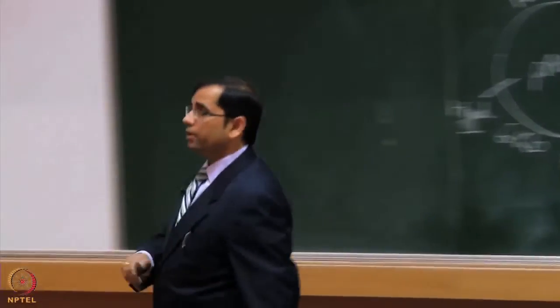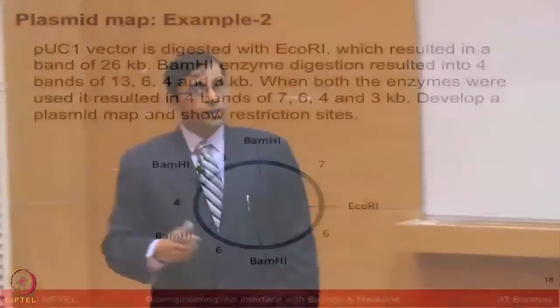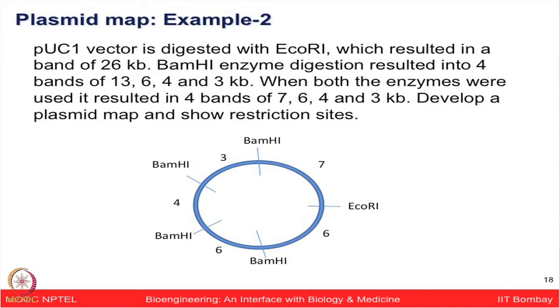All right, so this is a much more straightforward example where we have used 2 enzymes, HindIII and NCO1, which created different fragments of 6, 2 and 12. After adding NCO1 you got 8 and 4. Now, let us take another example where we have another vector, the PUC1 vector, and now you are using enzyme EcoR1, which resulted in a band of 26 kilo base pair. If you have used BamH1 enzyme, it made 4 fragments: 13, 6, 4 and 3 kilo base pairs. Now, when both enzymes were used, you still see 4 bands: 7, 6, 4 and 3 kb.